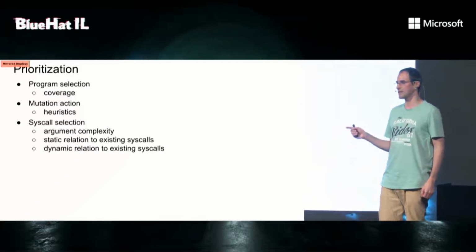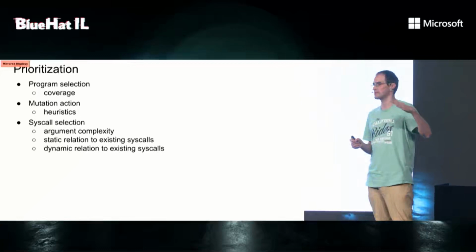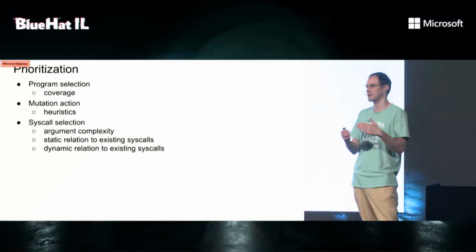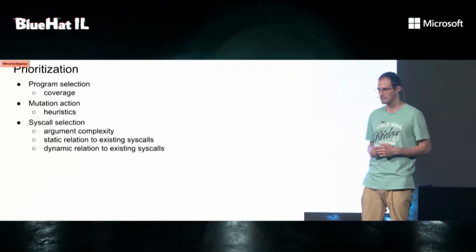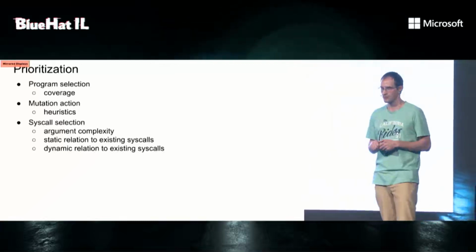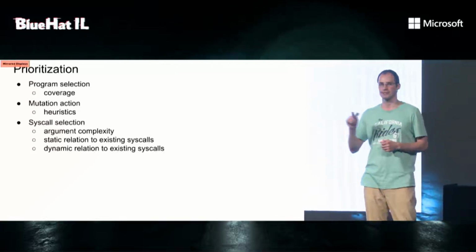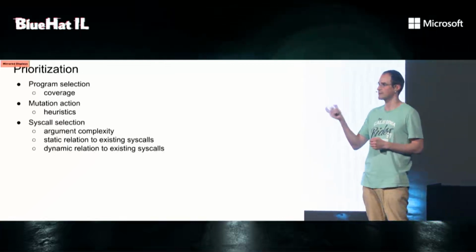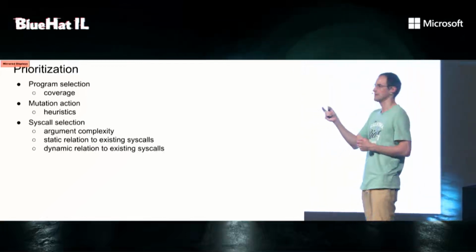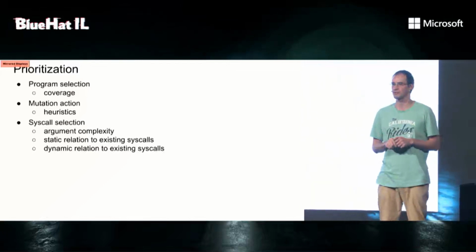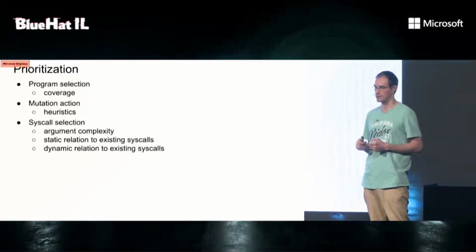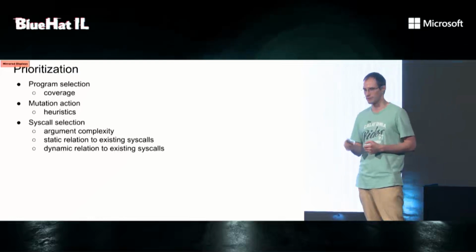We also look at the static relations between system calls. If we have a program that works with sockets, we probably want to add another system call that works with sockets rather than, say, with the file system. And we learn some dynamic relations, which is similar to reinforcement learning. For example, we notice that in the corpus, two system calls frequently appear together. We don't know why they appear together, but we see that there must be some relation between them. So if we see that, we start inserting those two system calls into programs more frequently.